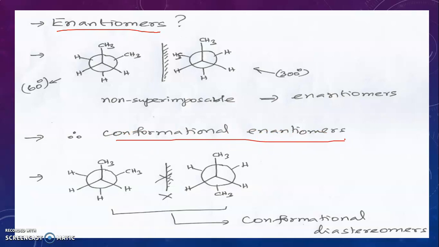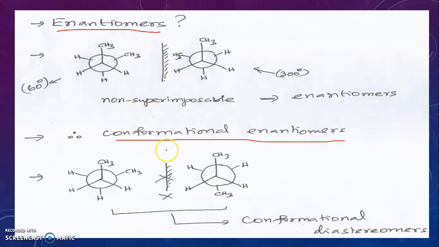These two are enantiomers and they are interconvertible. Interconvertible enantiomers are called conformational enantiomers. But the free rotation is so fast that these two always exist as a 50-50 mixture. Therefore, you won't get any optical activity here.